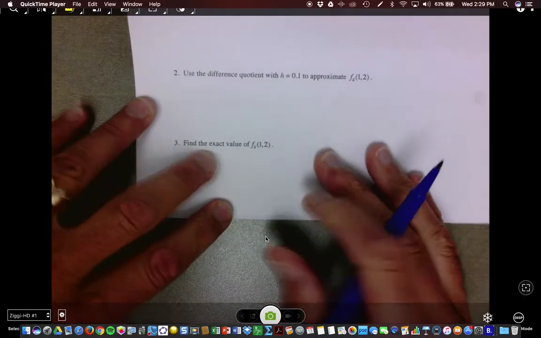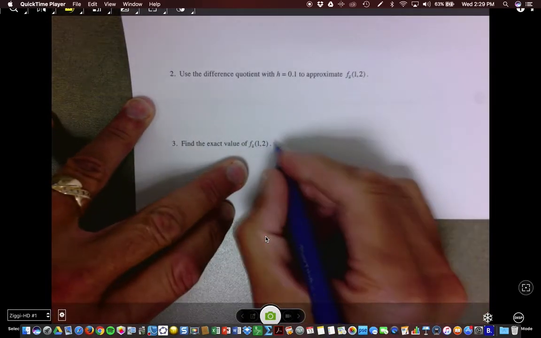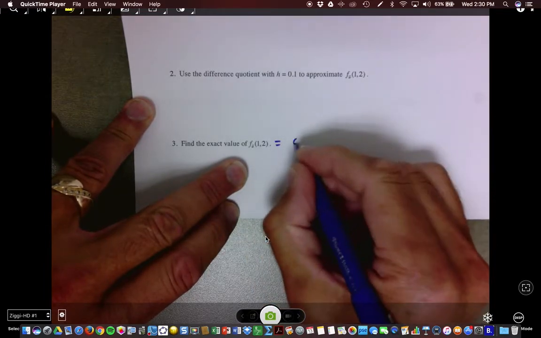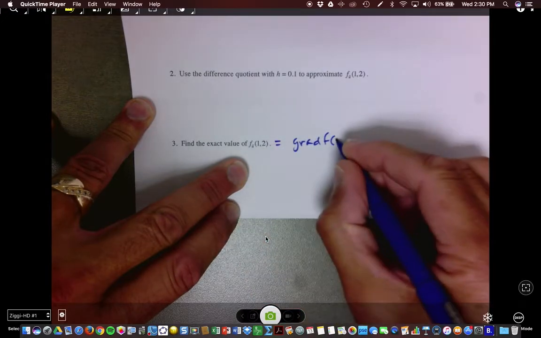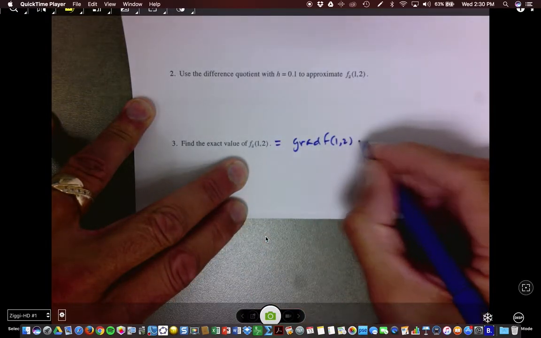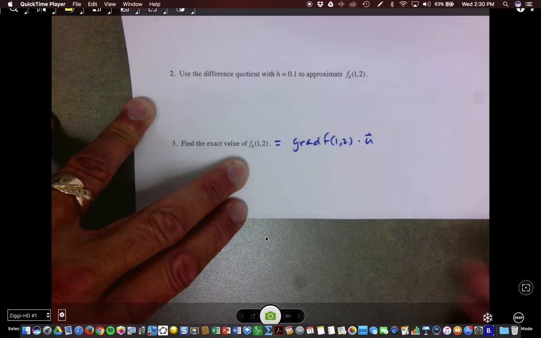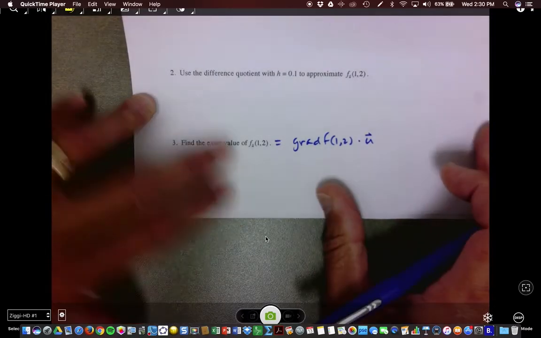The problem asked us to find the exact value. Find the exact value of this. All right, so in order to do this, we want to find the gradient of f, evaluate that at the point (1, 2), and dot it with a unit vector in the direction that I'm moving.